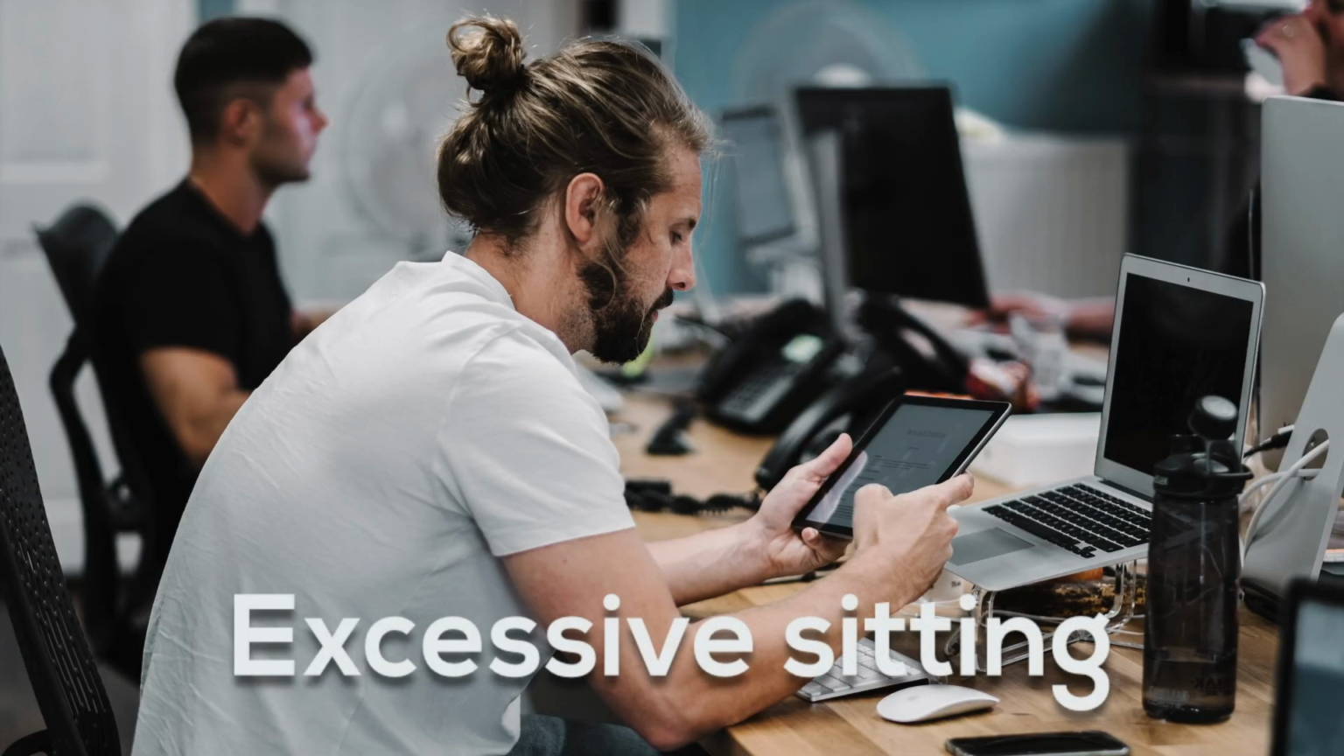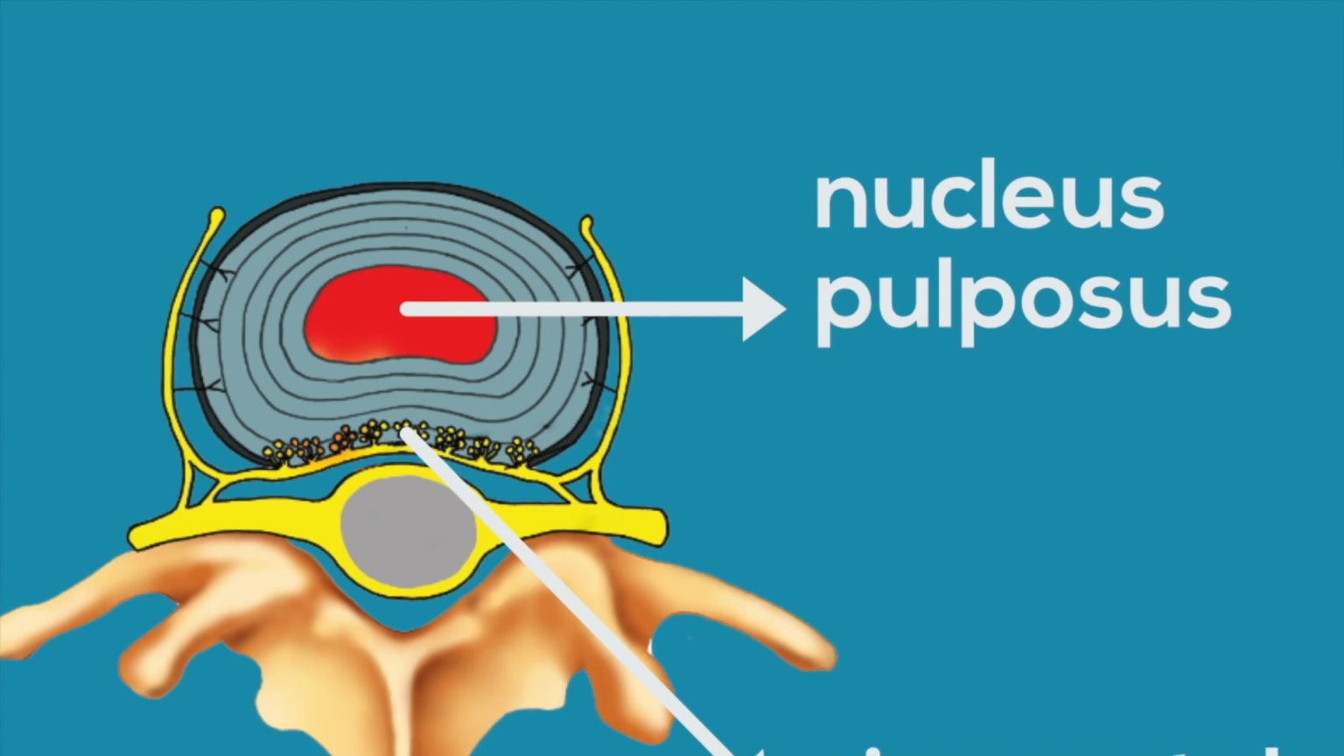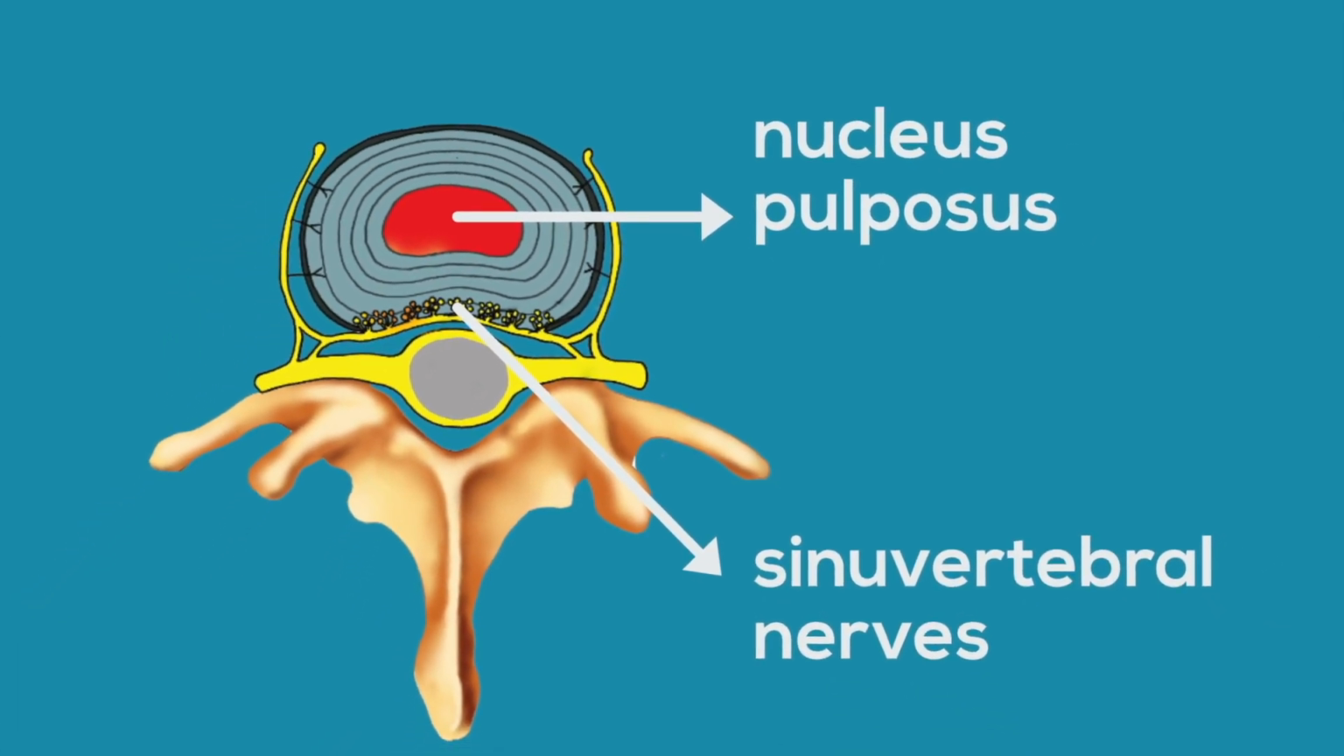Typically, the fissure starts from the center of the disc, from the nucleus pulposus. Injury occurs and a little fissure or a tear starts to move backwards towards the sinovertebral nerve. This fissure moves further and further, and as it moves further and further, it starts breaking the lamellae one after the other.